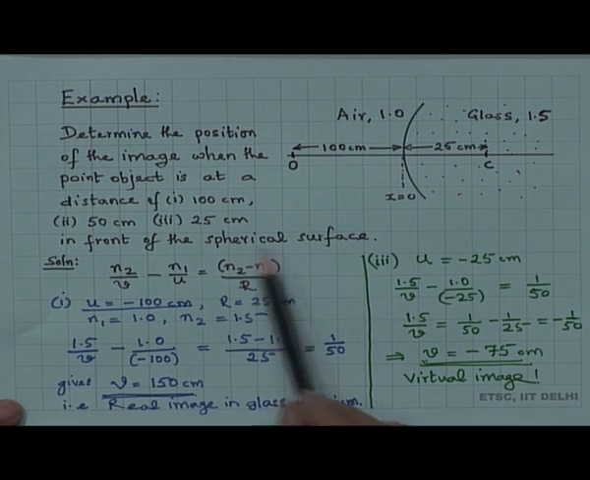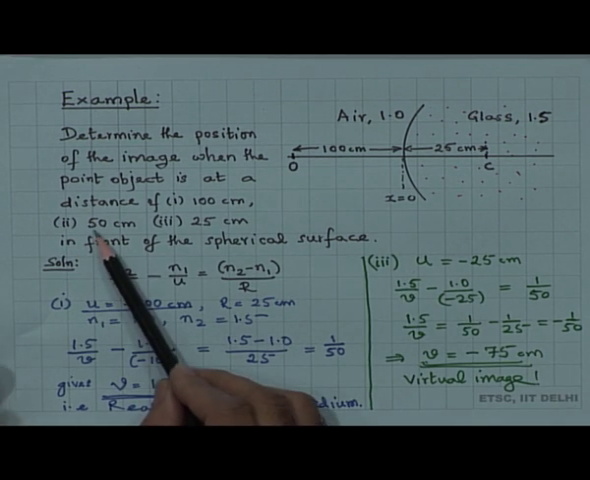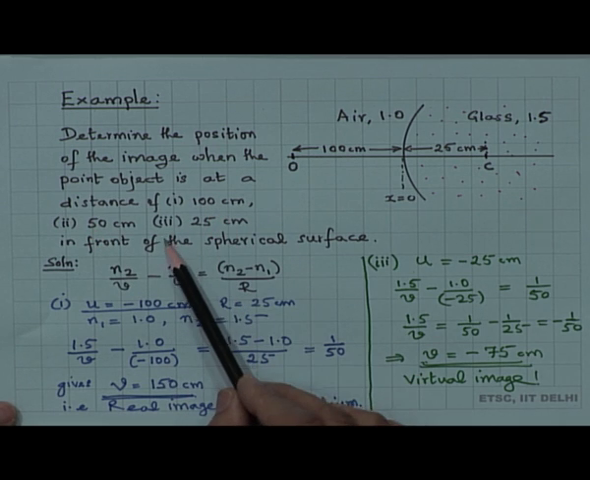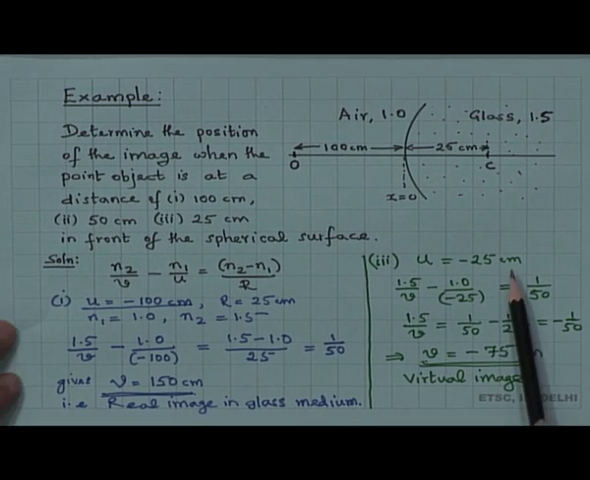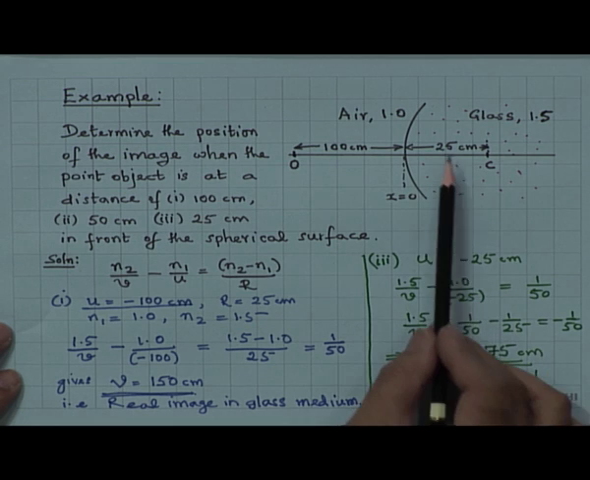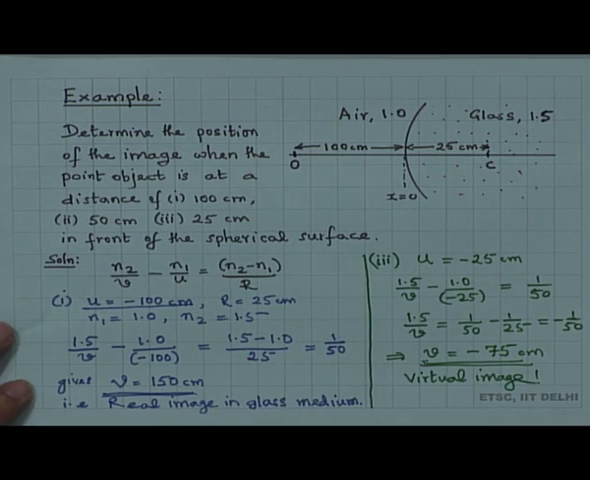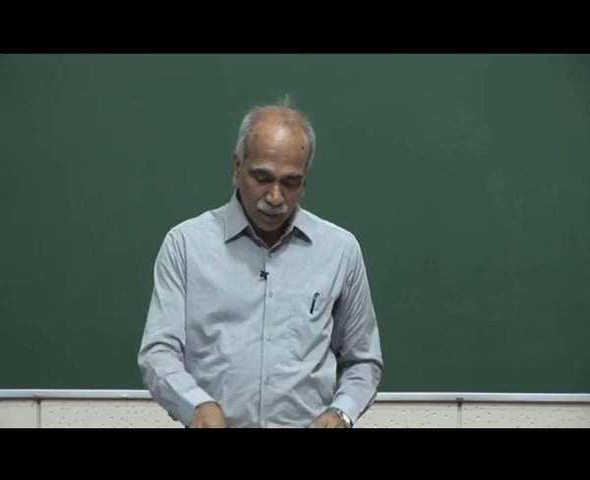So, it is a quick illustration of the application of this formula. Similarly, you can do it for 50 centimeter, but let me take quickly the third one, that is for u is equal to minus 25 centimeter. Substitute back in the formula, it is a straightforward substitution and you get V is equal to minus 75 centimeter, which means V is also on this side, and that is where we get a virtual image. So, the situation is what I had briefly explained earlier.